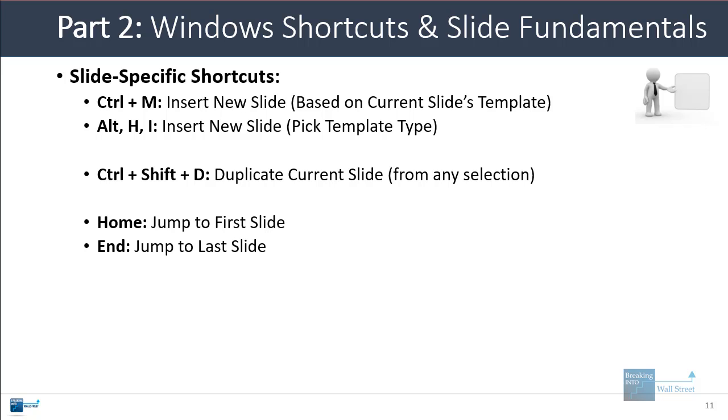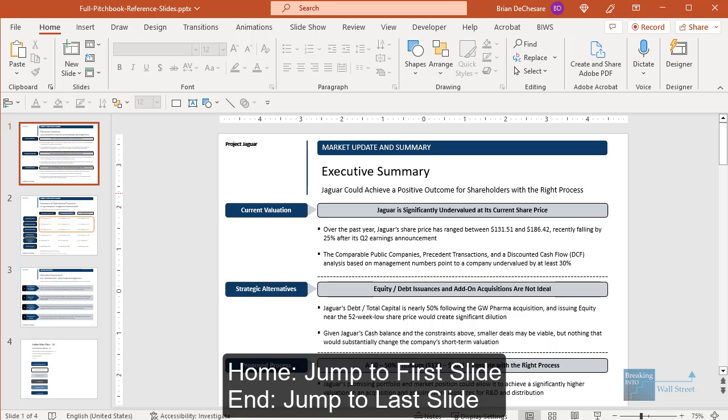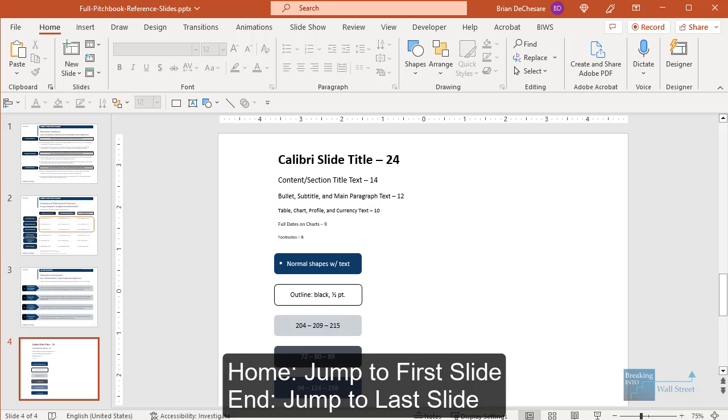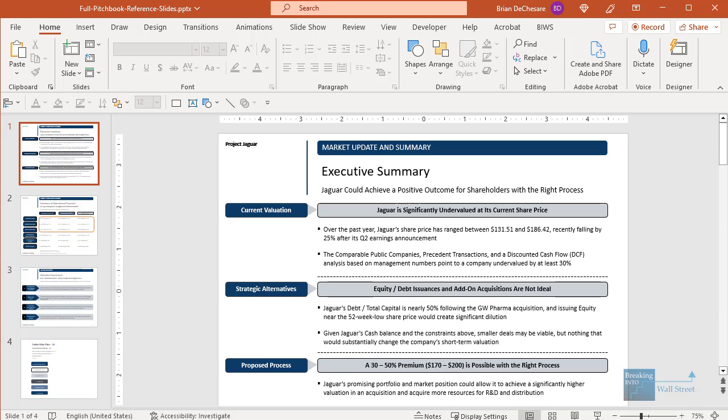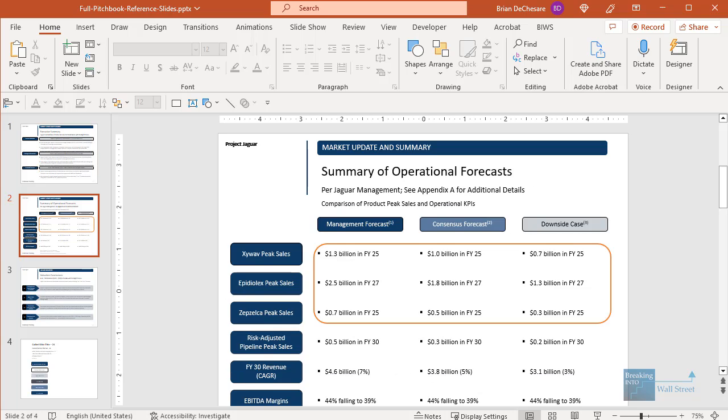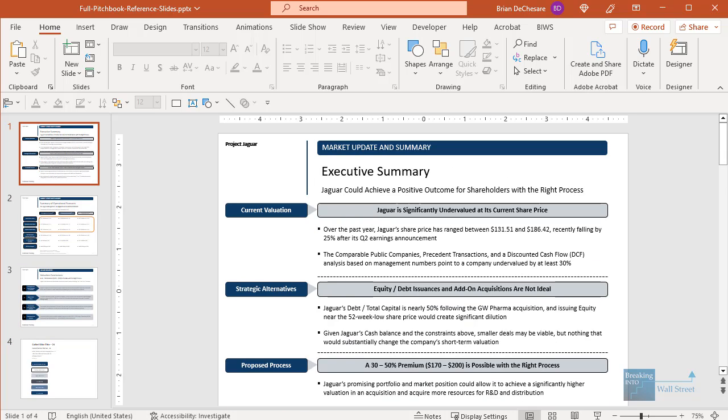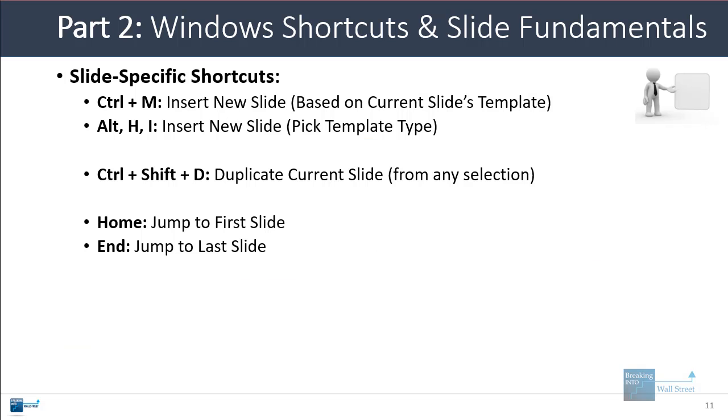The Home key jumps to the first slide in your presentation, and the End key jumps to the last slide. So the End key takes me all the way down to slide 4. Home takes me all the way up to slide 1. These are also useful, especially if you have a very long presentation that's not just 4 slides. If it's 40 or 50 or 100 slides, it's a very fast way to jump around.